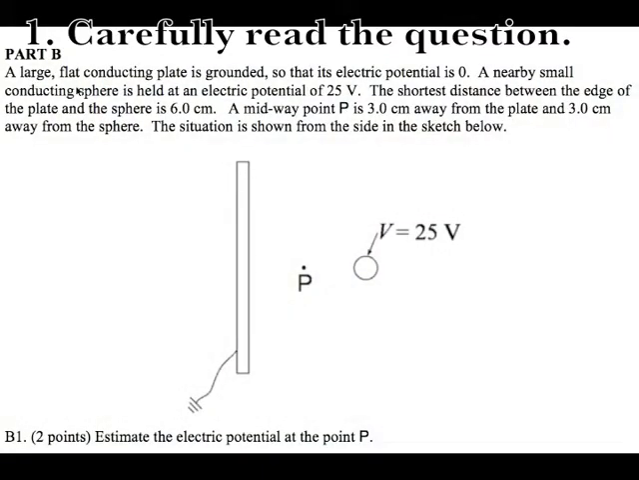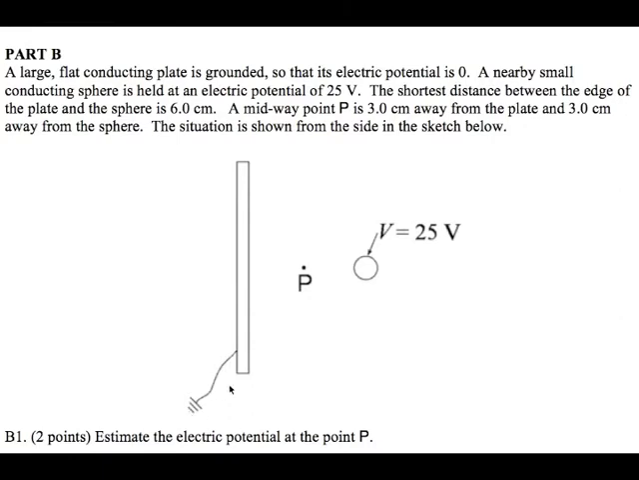A large, flat, conducting plate is grounded so that its electric potential is 0. A nearby small conducting sphere is held at an electric potential of 25 volts. The shortest distance between the edge of the plate and the sphere is 6 centimeters. A midway point P is 3 centimeters away from the plate and 3 centimeters away from the sphere. The situation is shown from the side in the sketch below.